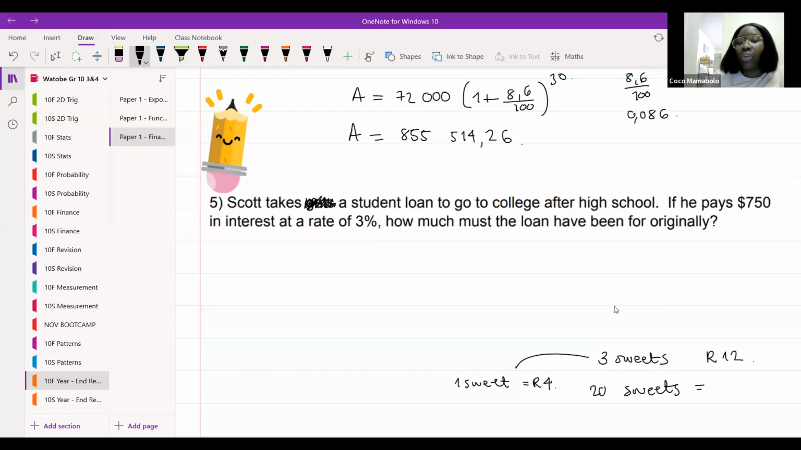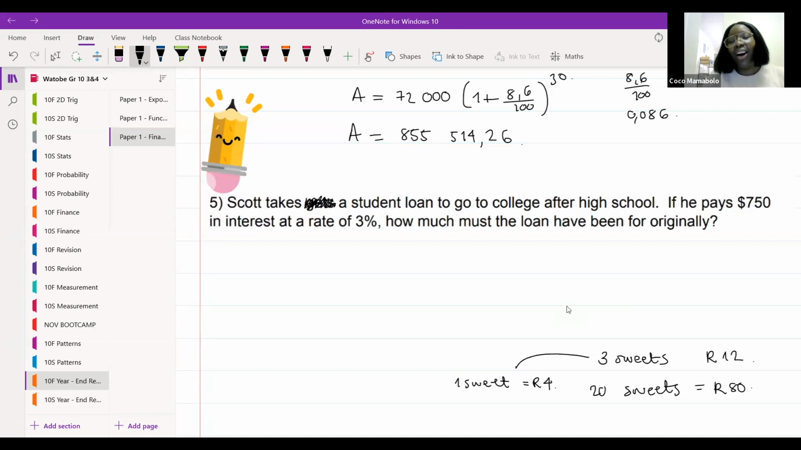So then I know that if I want to get from 1 sweet to 20 sweets, I'm just going to take 4 and multiply by 20, which is 80 Rand and not 800 Rand. That's an insane amount of money to pay for sweets. Yes, 20 sweets will cost me 80 Rand. No worries, I know it was just a typo.